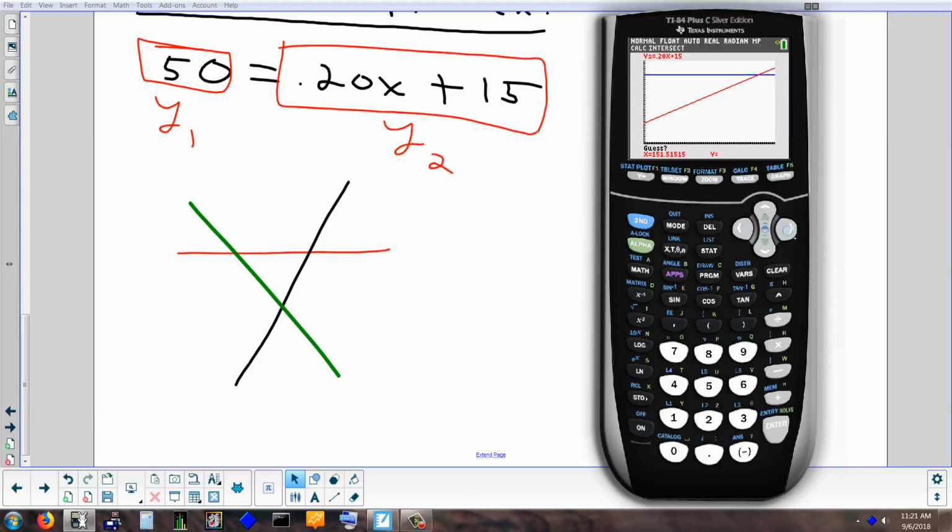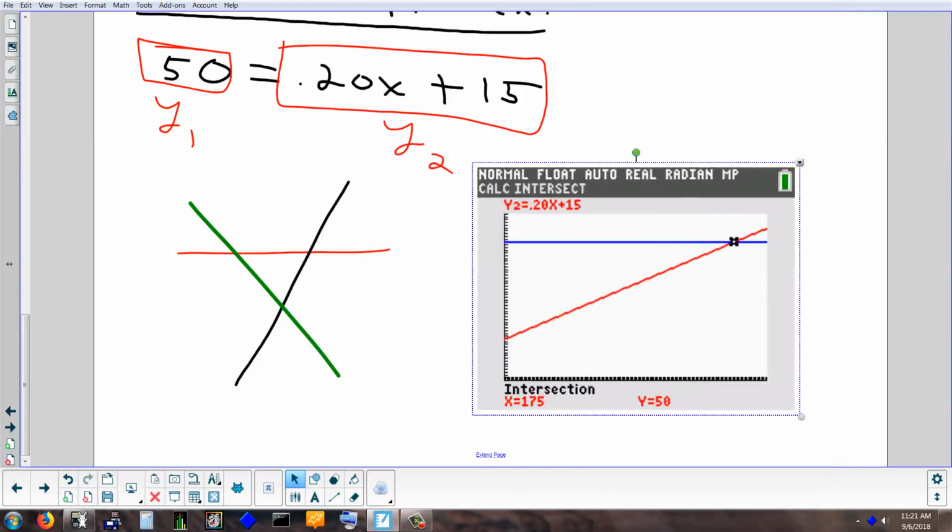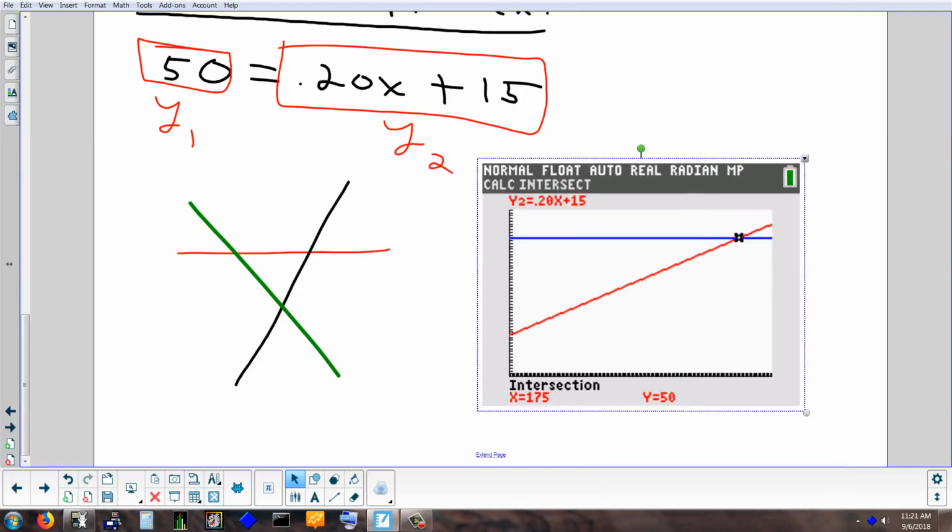The guess, you just kind of go as close as you can to where they cross. Hit enter, and it'll give you the exact answer, 175. What? Did it work? Oh, okay.